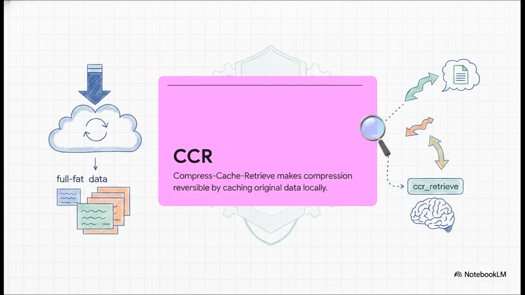It uses CCR, or Compress, Cache, Retrieve. Whenever data is compressed or dropped, the original full-fat content is stored safely in a local compression cache. If the LLM is analyzing the compressed summary and suddenly realizes it needs those original fine-grained details, it can simply request a retrieval using a specific CCR_retrieve tool call. This gives developers ultimate peace of mind. Nothing is ever permanently lost. It's just neatly filed away until it's explicitly needed.